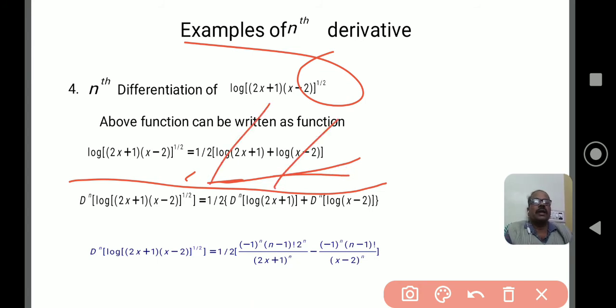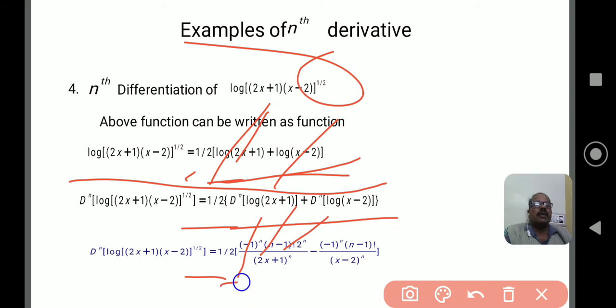We can apply directly the formula for the nth differentiation here: 1 by 2 times of minus 1 to the power of n minus 1, (n minus 1) factorial, 2 to the power of n, that is a to the power of n, again divided by (2x plus 1) whole to the power of n. I said in the previous session itself, the difference between 1 over ax plus b and the logarithmic function is that the denominator always has power n.